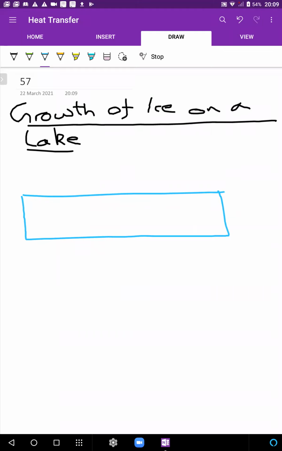So इसमें क्या होता है? Let's say this is the top of a lake. Okay. This portion is ice. This portion is water. And that's our air. Okay. Now, your air का temperature is going to be negative. That's when your water starts freezing. So let's say air का temperature is minus T degrees Celsius.